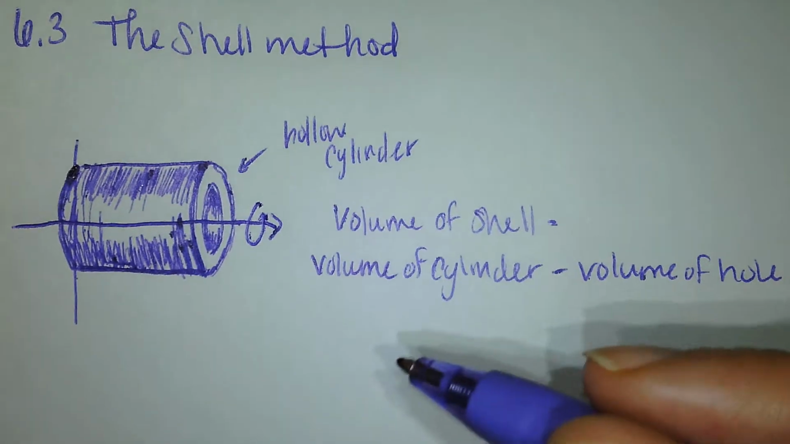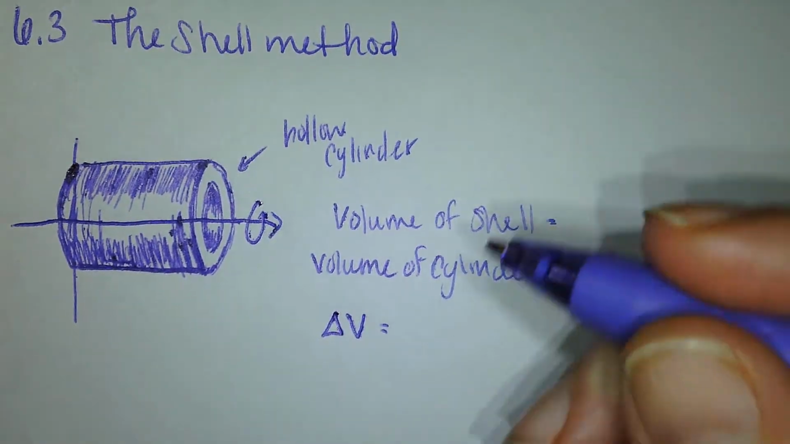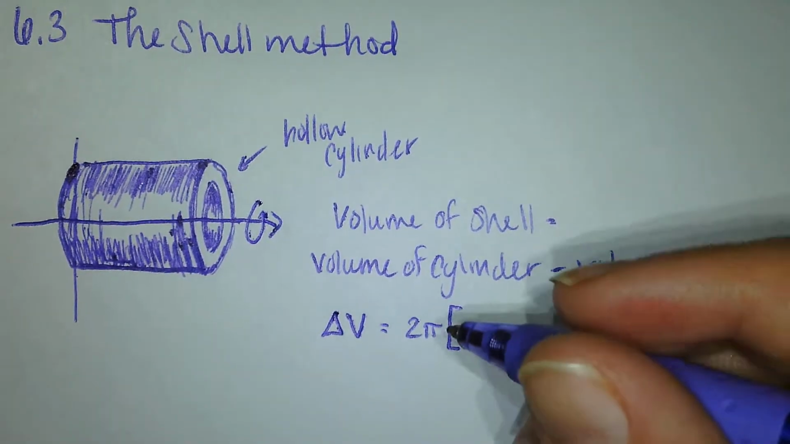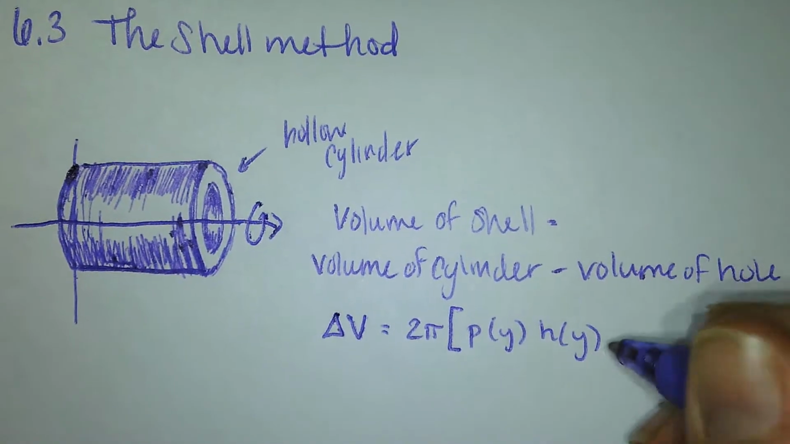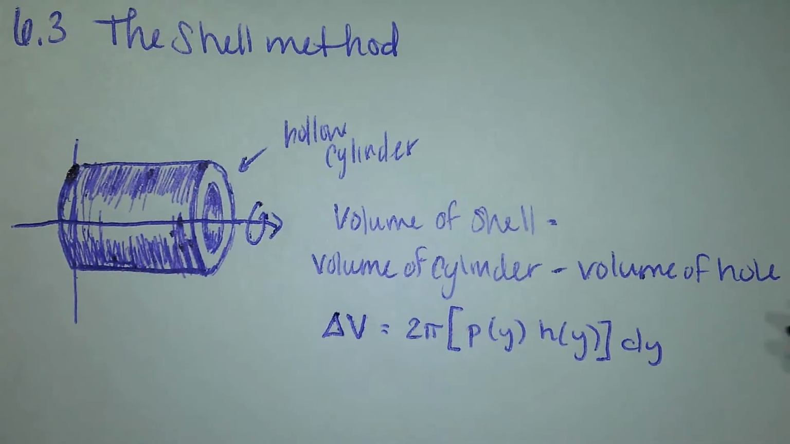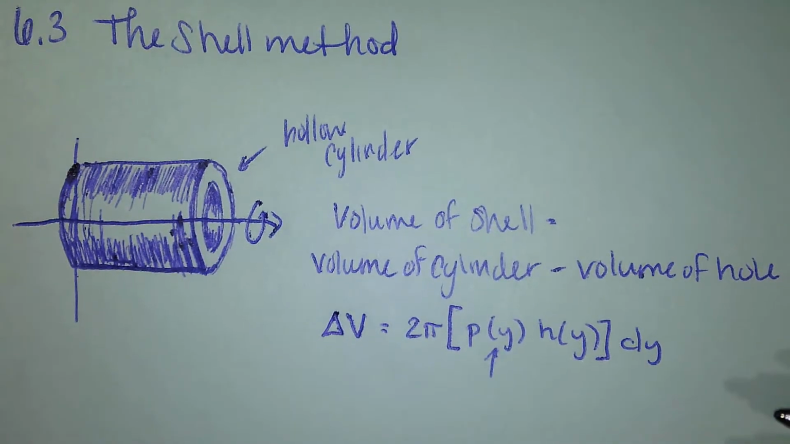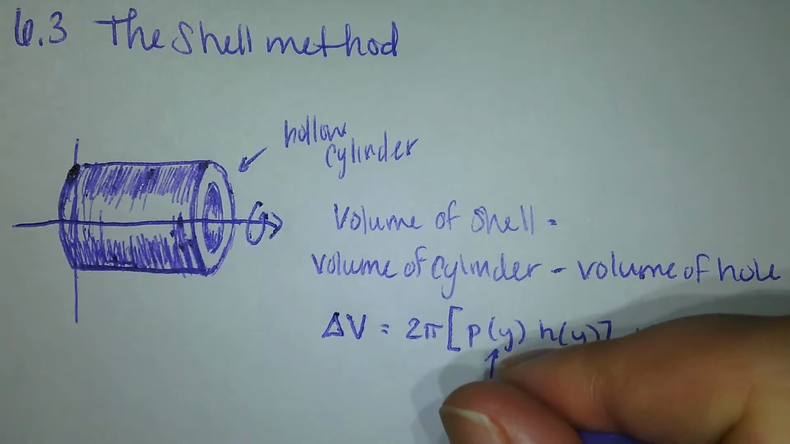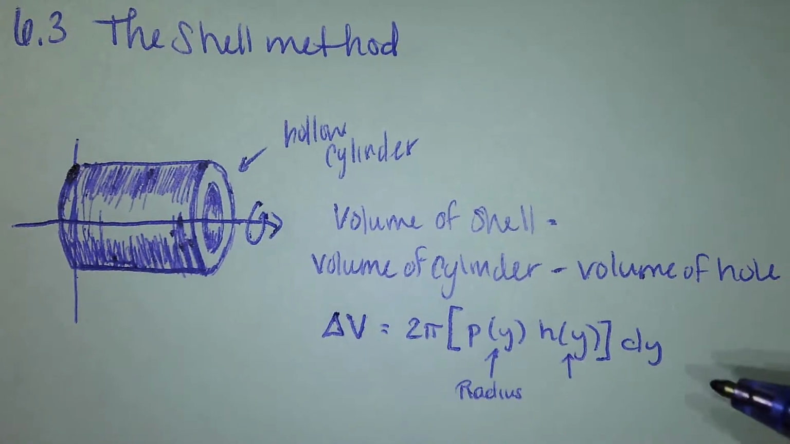So this one is delta V equal to 2 pi P of y, H of y, dy. So what do they represent? P of y represents the average radius. H of y represents the height.